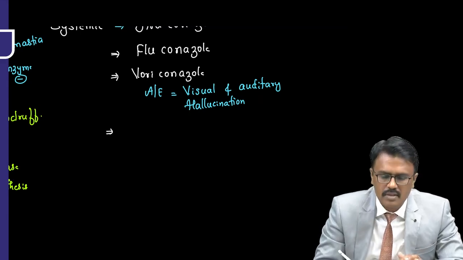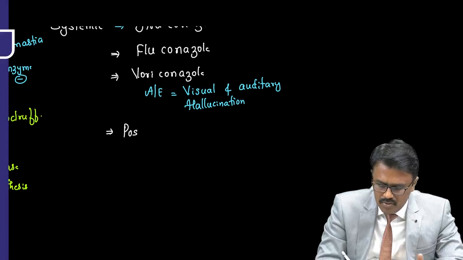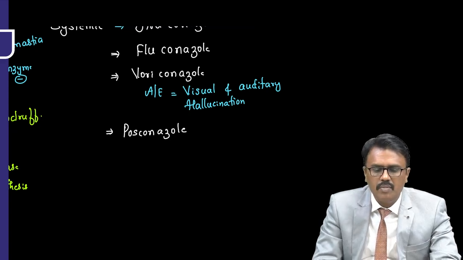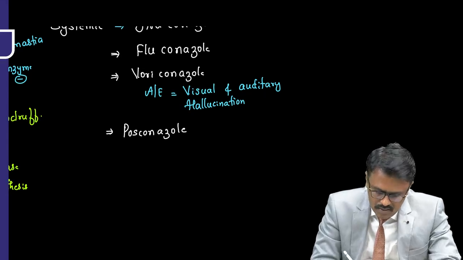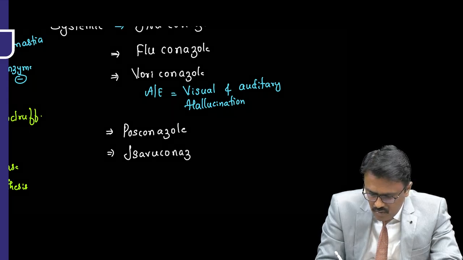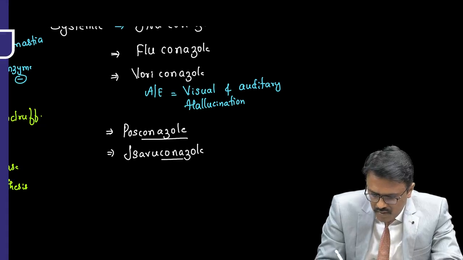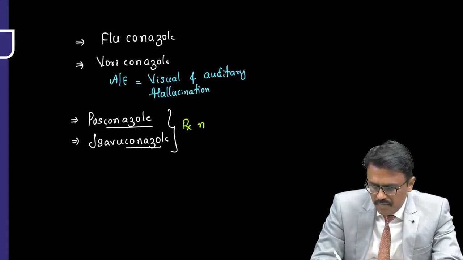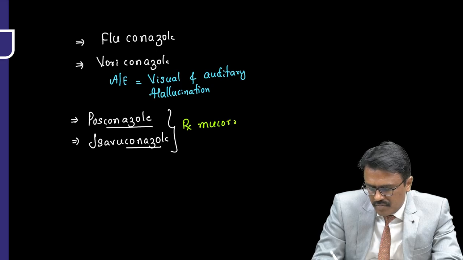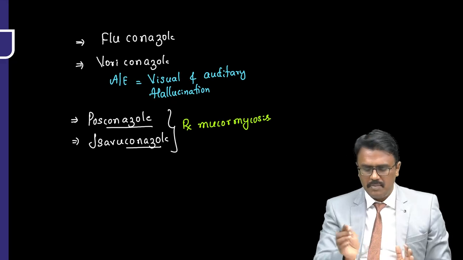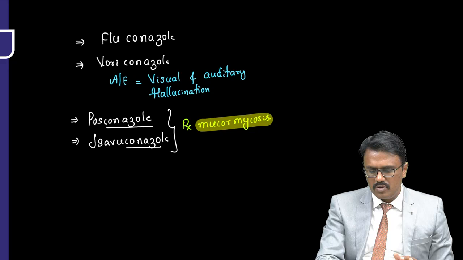Then recently two new drugs have come to the market. They are called posaconazole, and one more is isavuconazole. If you read their names, they all end with conazole. Please understand, these are also useful in treating a condition called mucormycosis. They are used for mucormycosis, but they are not the drug of choice. The drug of choice is liposomal amphotericin B, but the alternative drugs are posaconazole and isavuconazole.